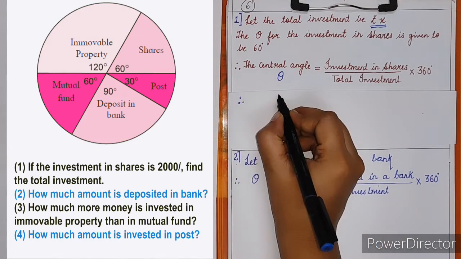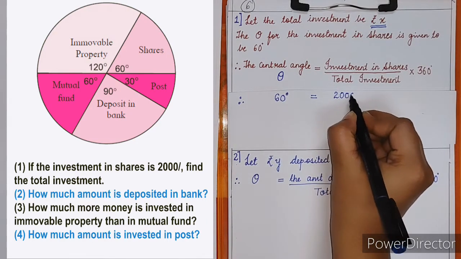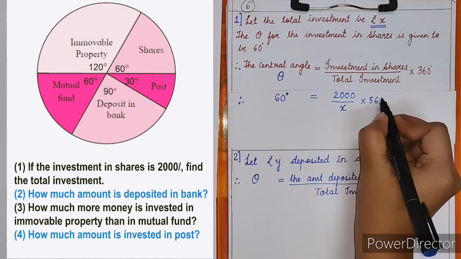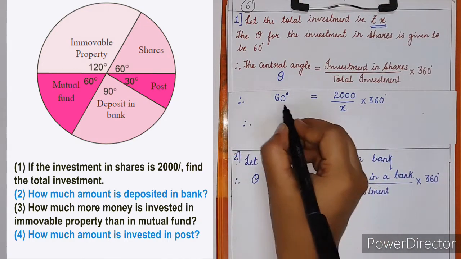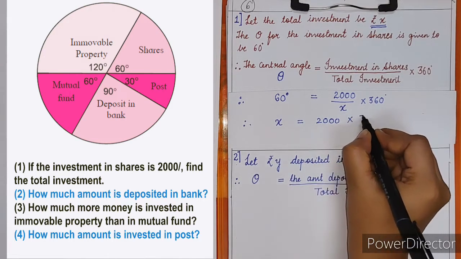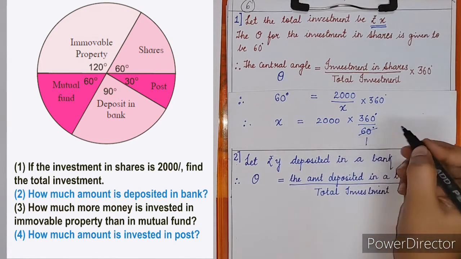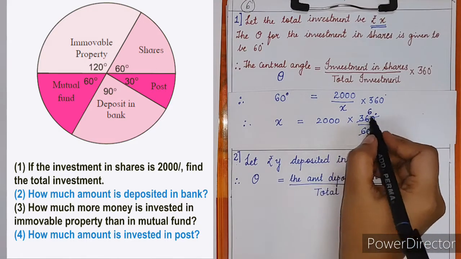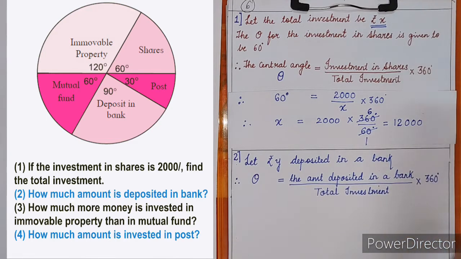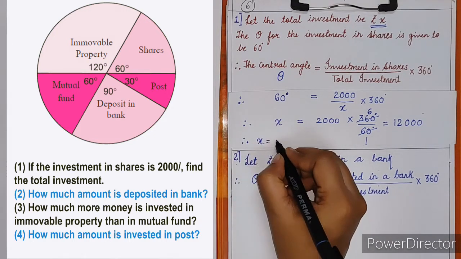So therefore 60 degrees equals investment in share, which is 2000, upon total investment, which we are finding, into 360 degrees. We are finding X, so we'll take X on that side: X equals 2000 multiplied by 360 degrees upon 60 degrees. So 60 ones are 6, 6 multiplied by 2 is 12, and three 0s. So 12,000 is the total investment. So therefore X equals 12,000.